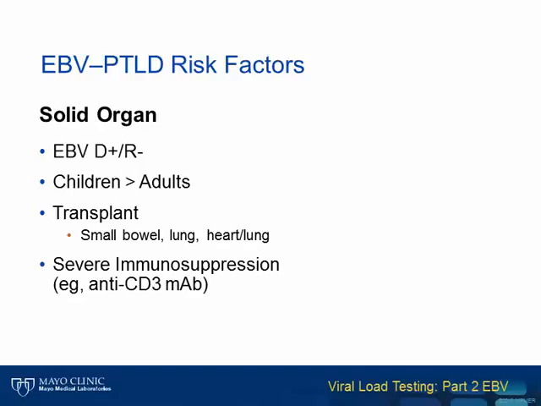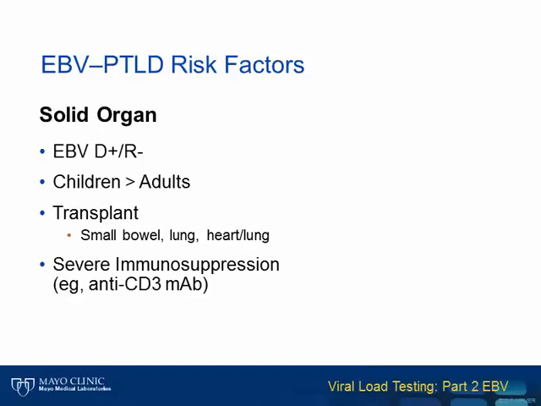For the solid organ transplant population, these risk factors include an EBV serum mismatch, especially a donor-positive, recipient-negative categorization. In addition, the risk is higher in children than in adults, and certain types of solid organ transplants, such as small bowel, lung, or heart-lung transplants, are at greater risk for PTLD. Finally, any patient with severe immunosuppression is at high risk.